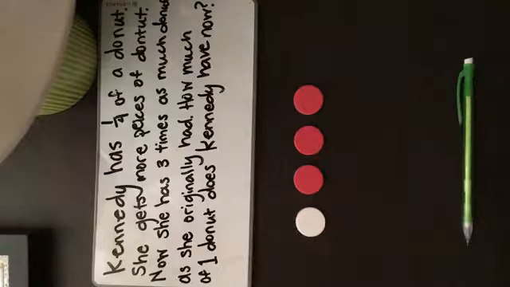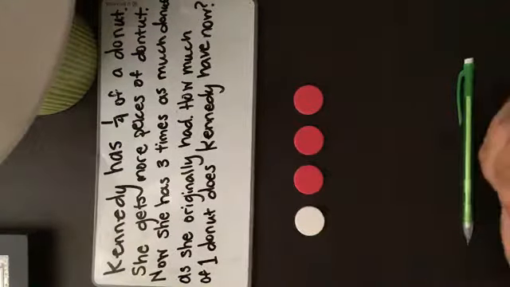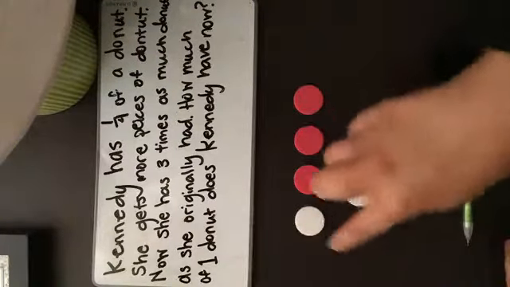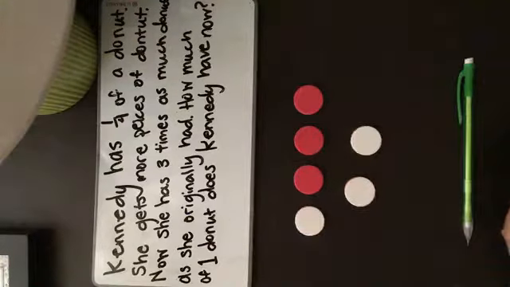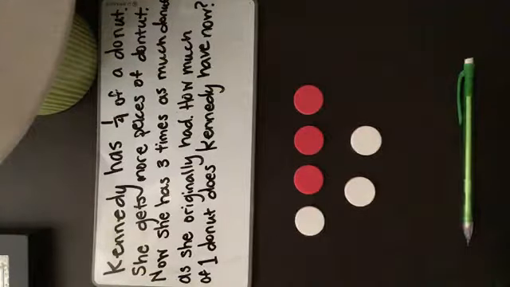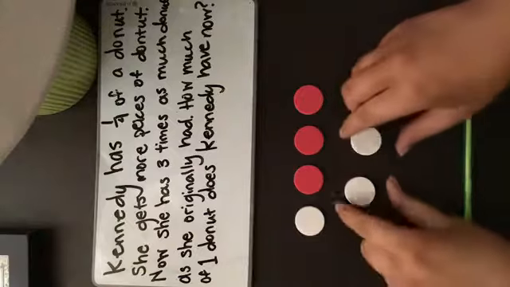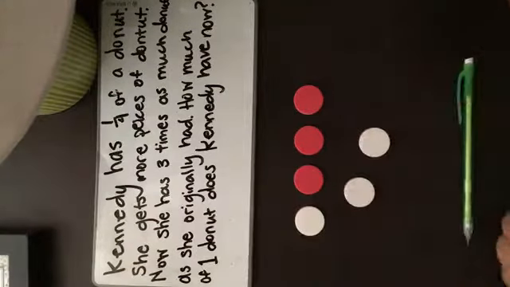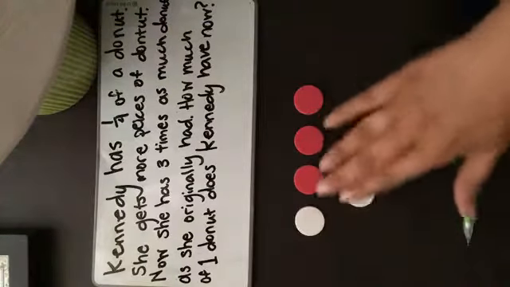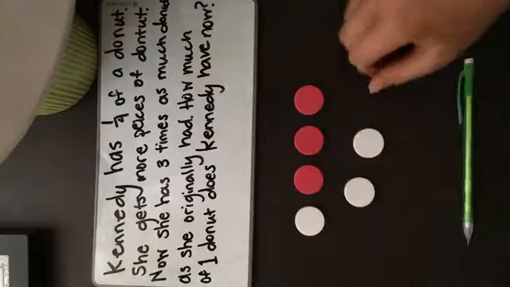So it says next that she gets more pieces of donut, and now she has 3 times as much donut as she had originally. So if she had 1 originally and she ended up with 3 times as much as she had, that means she got 2 more, to where she had 3 pieces of donut that were the size 1/4 of a whole donut. Although she got these 2 pieces, the size of one whole donut remains the same if we're talking about fourths.